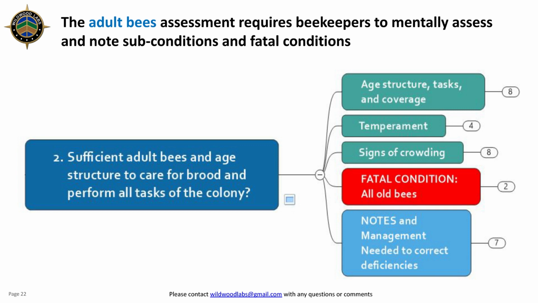If the bees are so abundant that they are crowded, or showing signs of crowding, or other unusual behaviors, these could be signs of other disorders or problems. If all the adult bees are old, then the colony will dwindle and collapse. This is a fatal condition and there's little point in trying to save the colony.